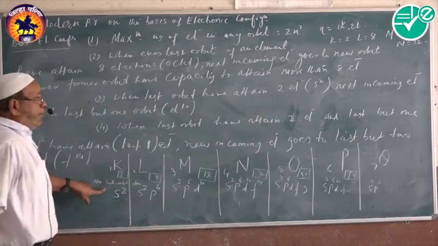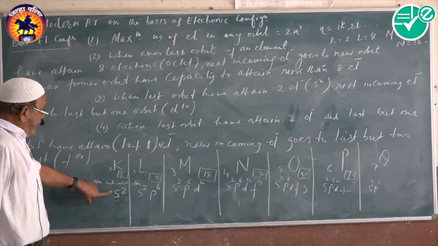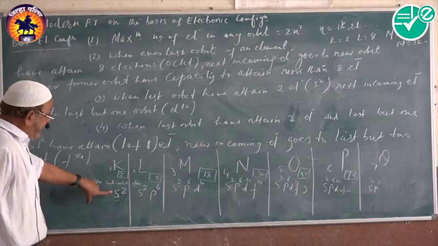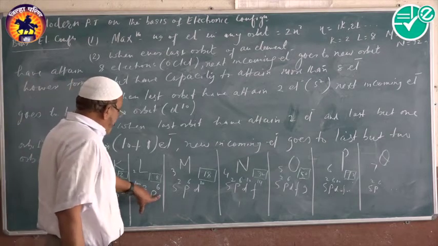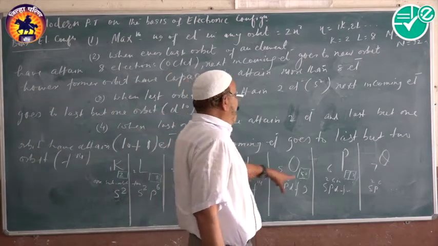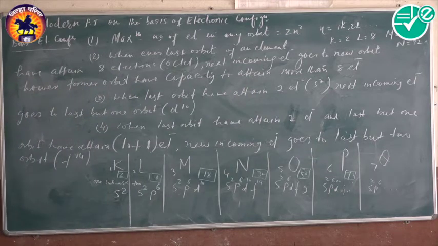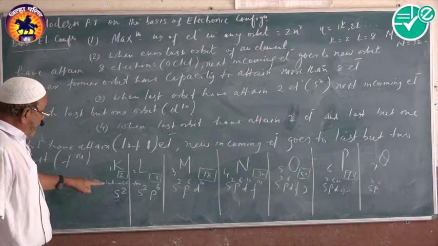Again remember, the maximum number of electrons in a suborbit is: S is 2, P is 6, D is 10, F is 14, and so on. Now we will discuss electronic configuration on the basis of these 4 rules.